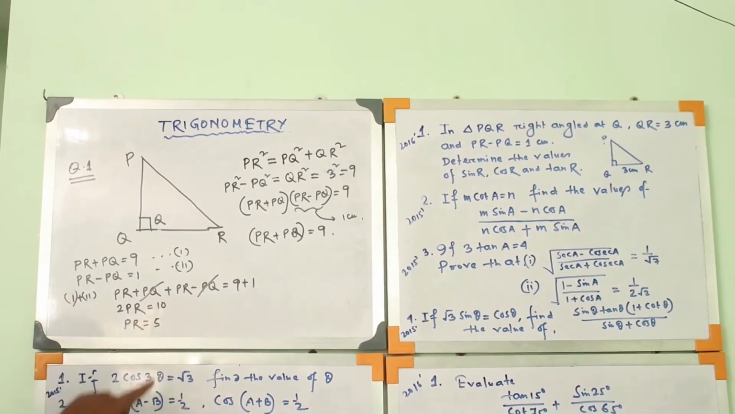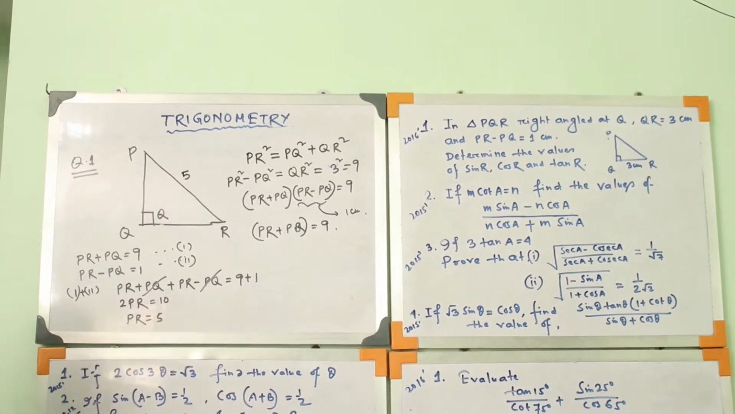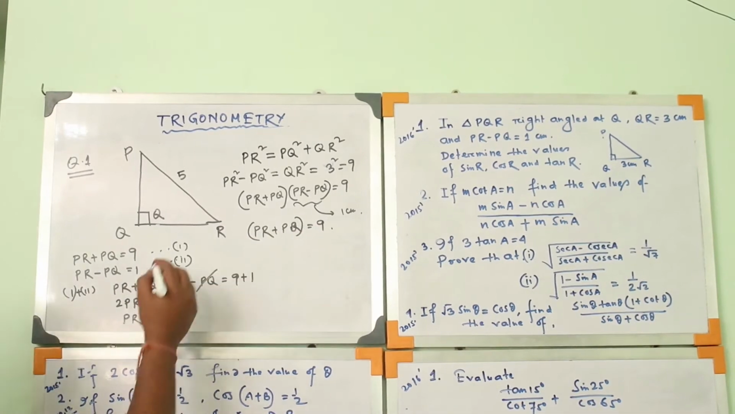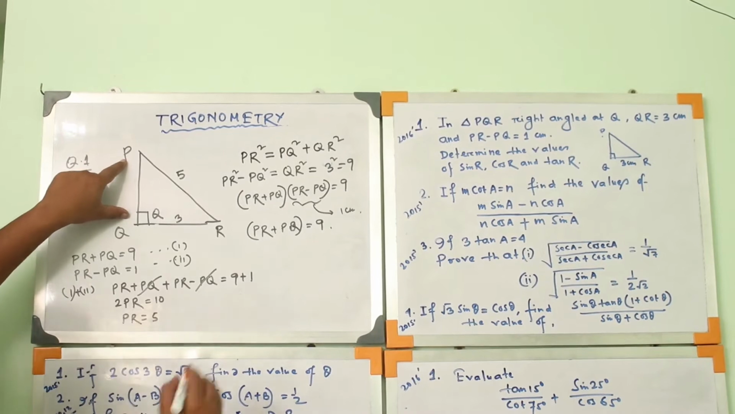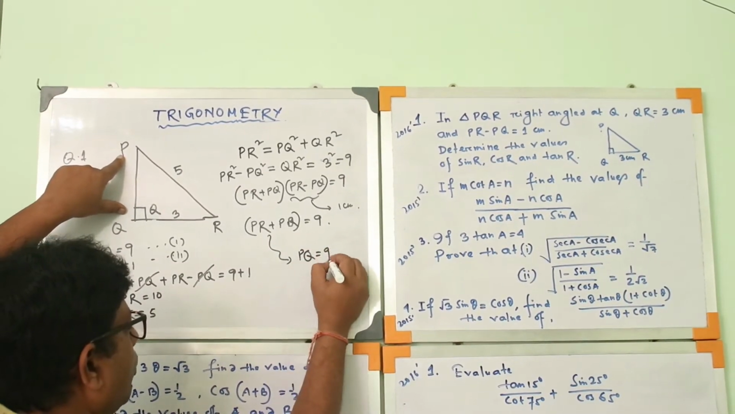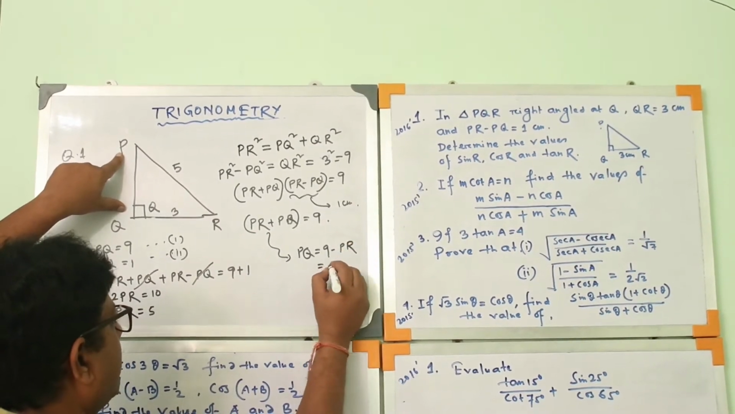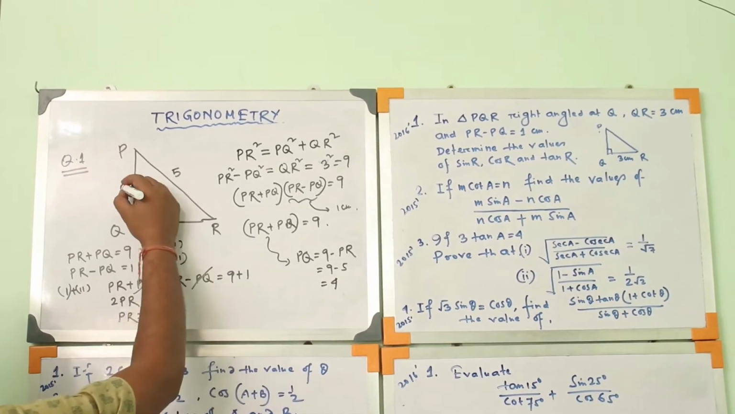So PR is equal to 5 means hypotenuse is 5. What is the value of QR? This is already given, 3. What is the value of PQ? From this equation, PQ is equal to 9 minus PR. That means 9 minus 5, that is equal to 4. So this is 4.